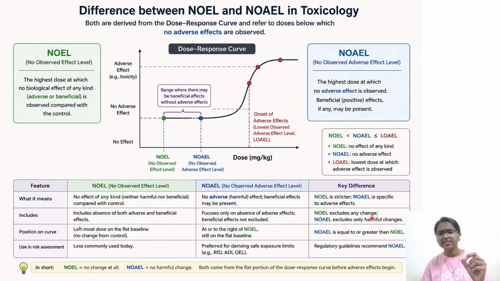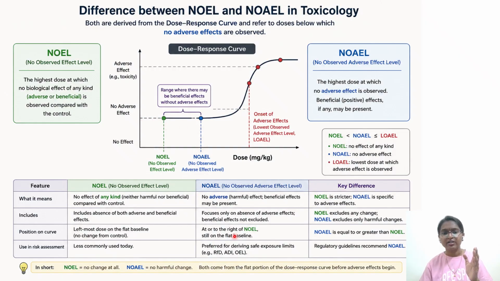NOEL excludes any change, and NOAEL excludes only harmful effects. If there is any change in the body weight, NOAEL will ignore it. They will only consider serious types of adverse effects. It also depends on the study director, case by case. As for position on the curve, it is the leftmost dose on the flat baseline. This baseline, as I told you, shows no change from the control. This is your control, this is your NOEL, and this is your NOAEL.